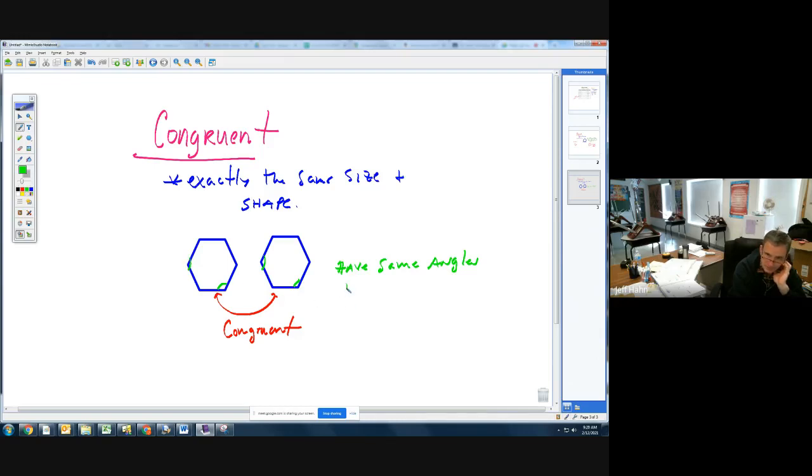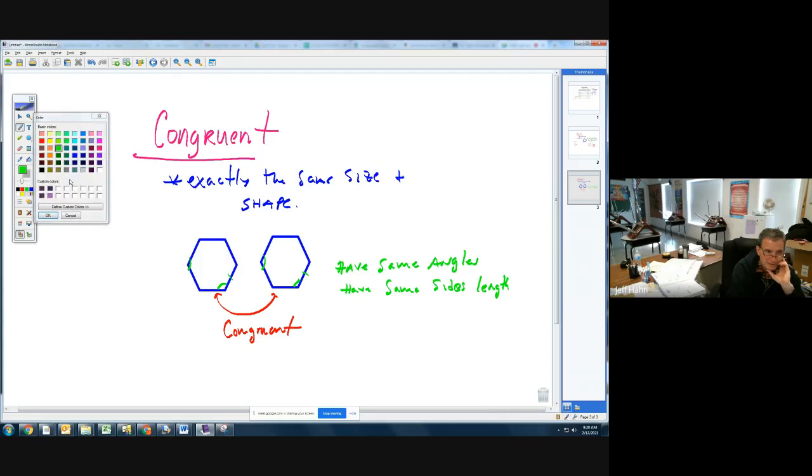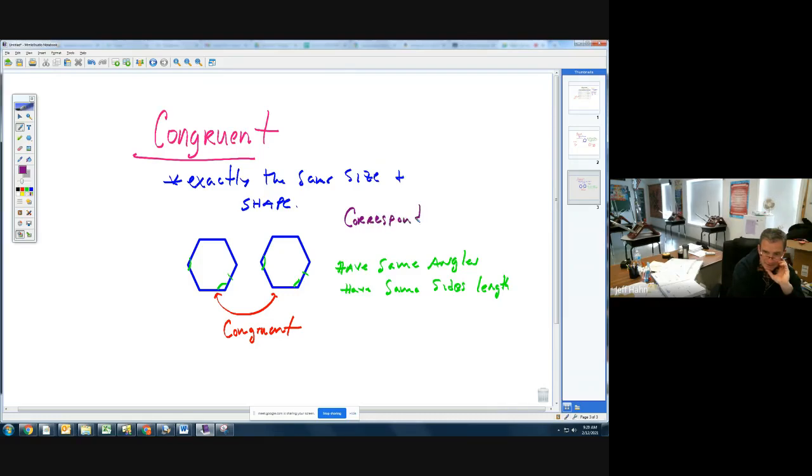And they also have the same sides, as far as the distance of the sides, or the lengths of the sides. So this side and this side would be the same length. And when you talk about that, you have to talk about the corresponding sides. Okay, corresponding sides, the ones that match up. Let me give you an example of that.